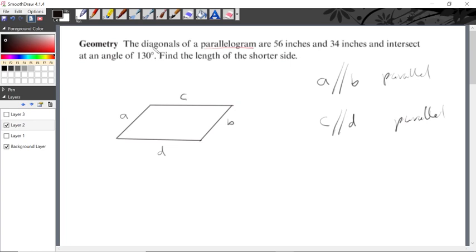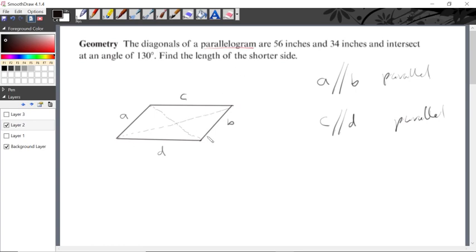It says the diagonals of the parallelogram. Well, what are the diagonals? The diagonals would be from one corner to the opposite corner. That would be a diagonal of this parallelogram, and then here's the other diagonal. So these are the two diagonals. Let's say this is diagonal 1, this is diagonal 2. It says the diagonals are 56 inches and 34 inches, and they intersect at an angle of 130 degrees. Find the length of the shorter side, meaning the shorter side of the parallelogram.